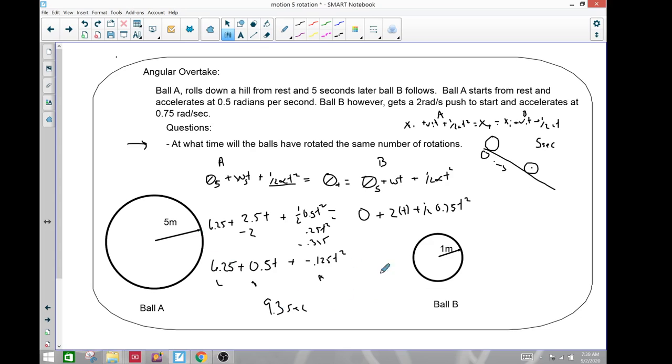Now that doesn't mean they're in the same location. You could actually figure out how far down the way they would be when that happens, but they're definitely not in the same location, because every time this guy makes a rotation, it only travels a much shorter distance. This guy makes a rotation and travels much farther.